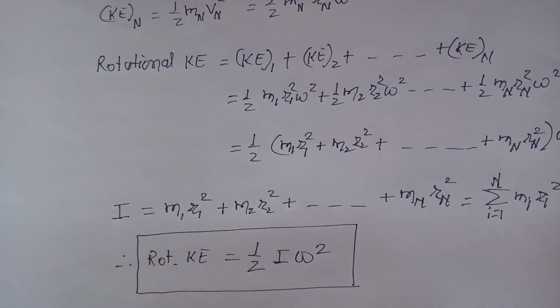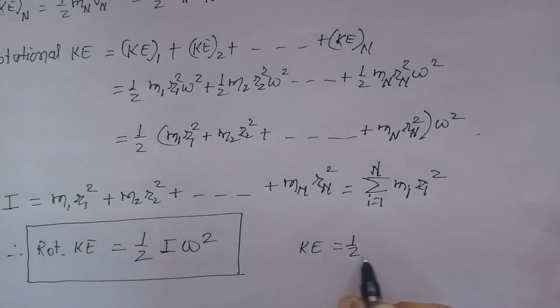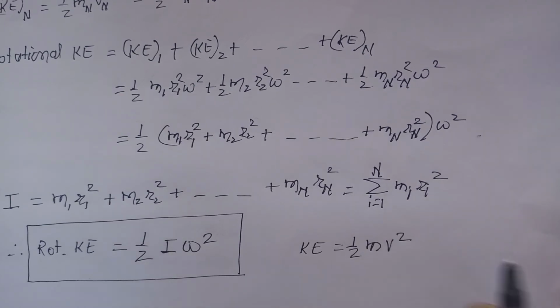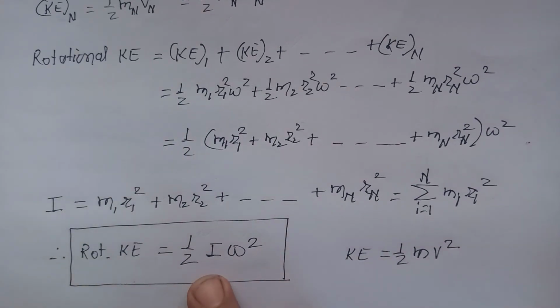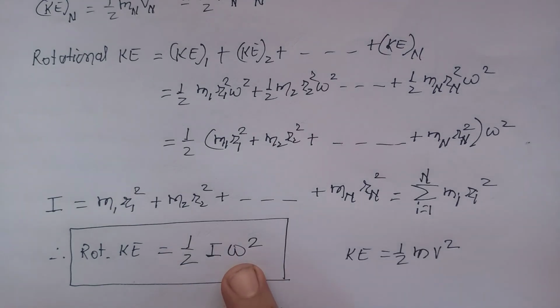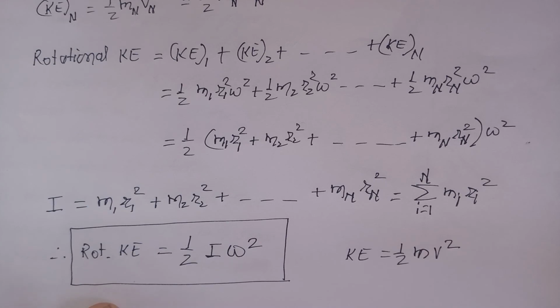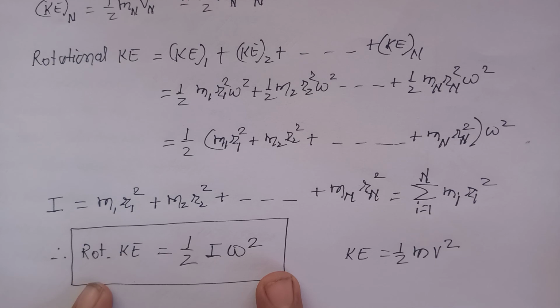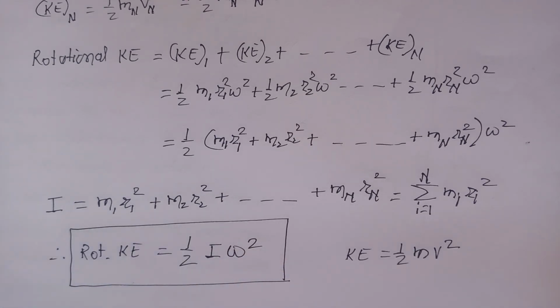We can compare this equation with the general kinetic energy in translational or linear motion, which is half m v square. Comparing these two equations, m is replaced by the moment of inertia I, and v, the linear velocity, is replaced by the angular velocity. So this is the formula for the rotational kinetic energy of a rigid body, half I omega square. We can say again that the kinetic energy of a rotating body is directly proportional to the moment of inertia.